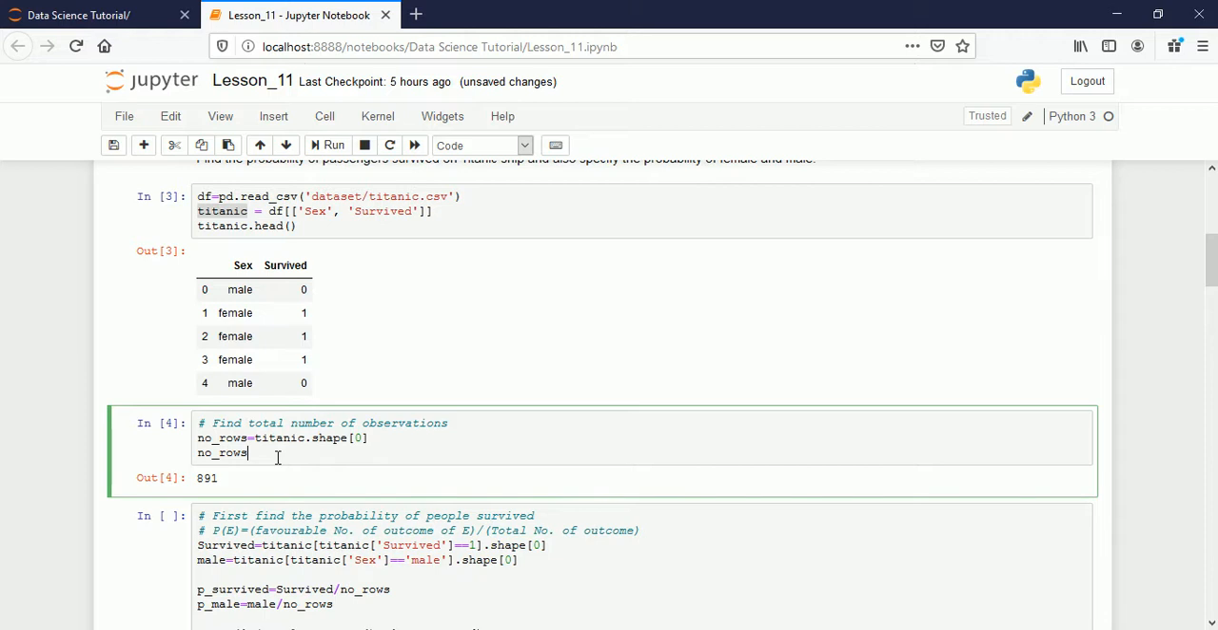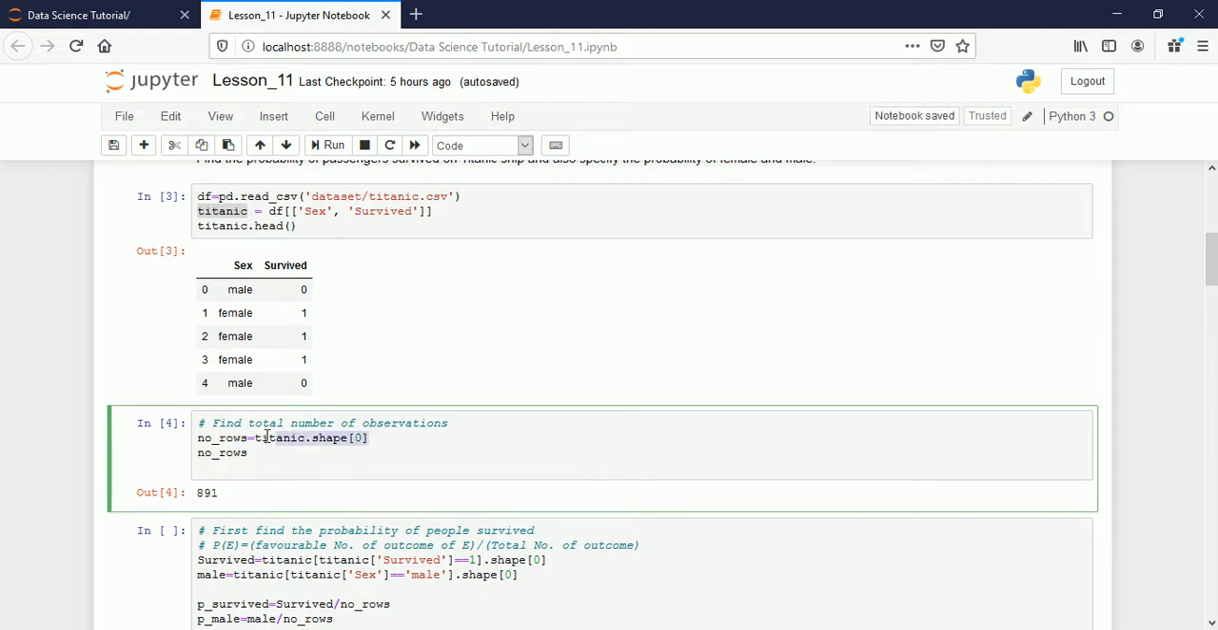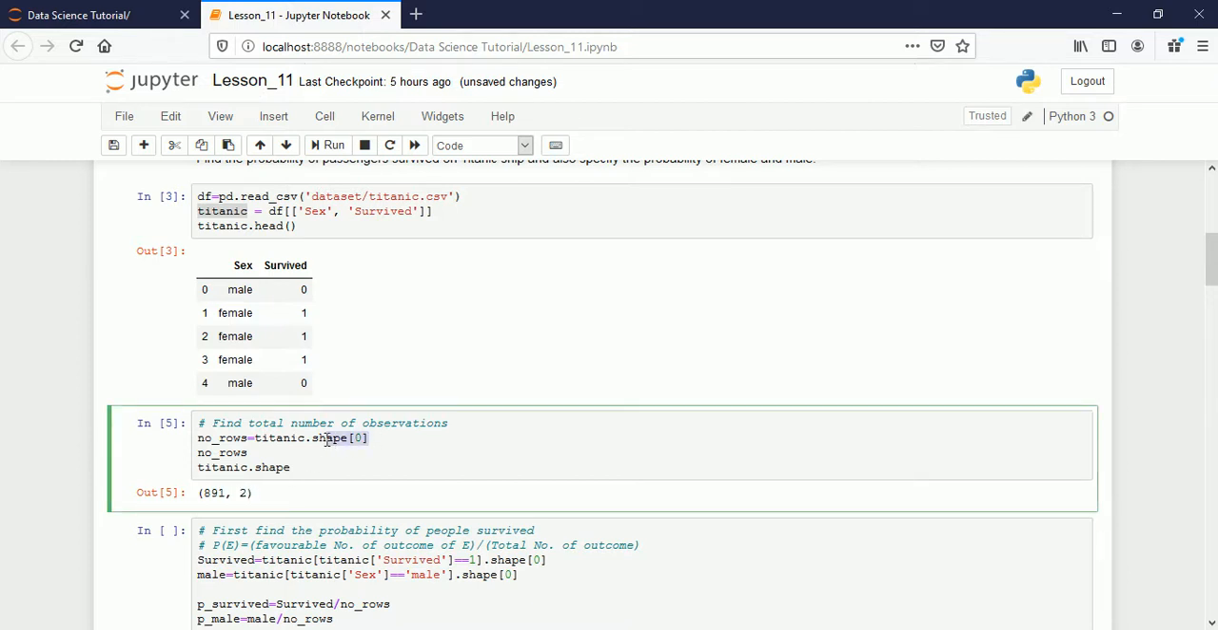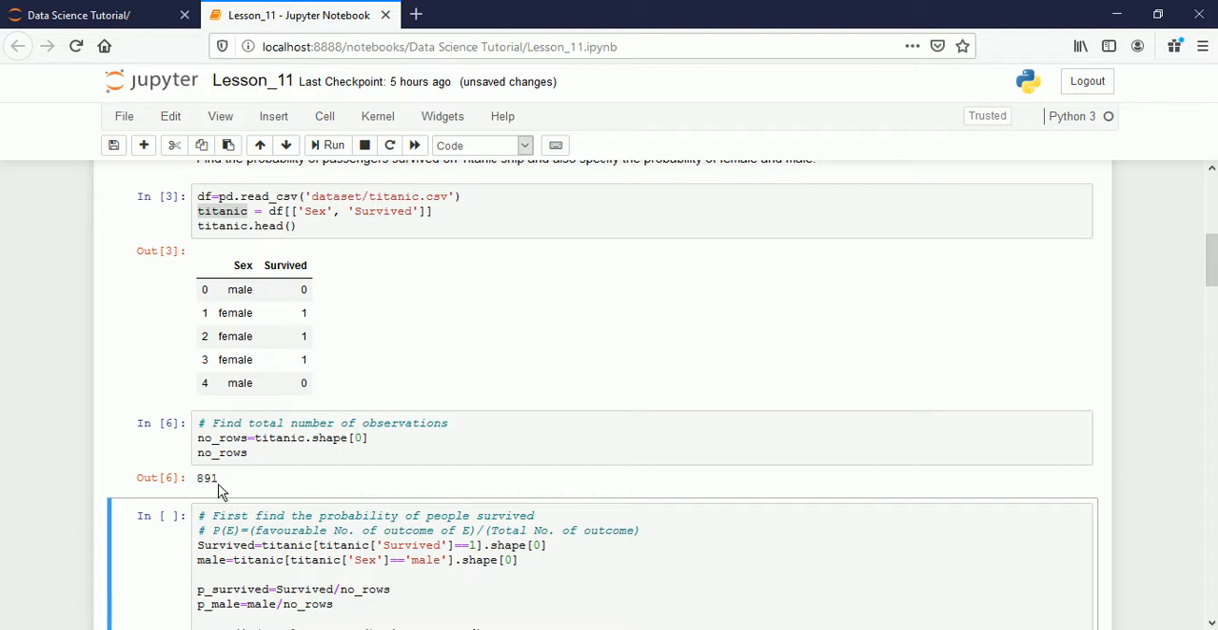If you remember, friends, if I put here, how many rows do we have? We have this many rows. In 2 columns we have male and female, but I don't want this one, so this is 0 and this is 1. That is why I said from the shape you take the 0 location and store it in this variable. So in total we have 891 observations.